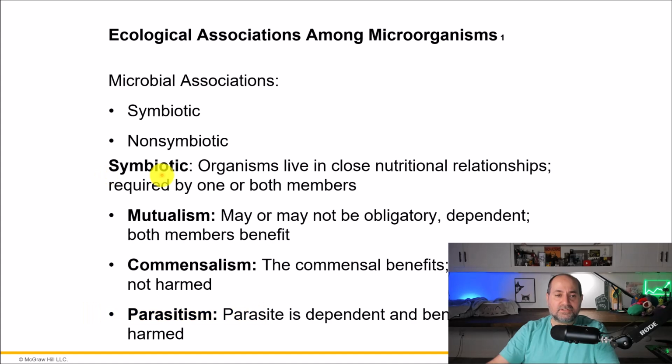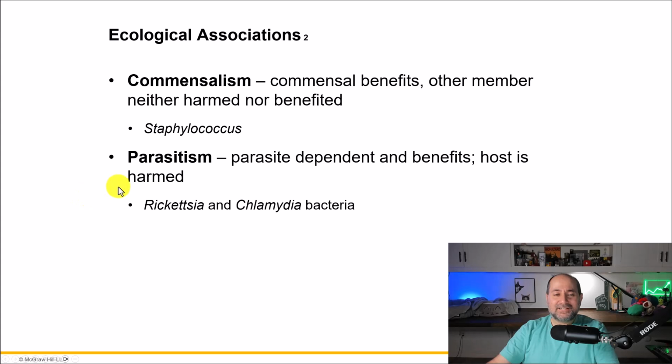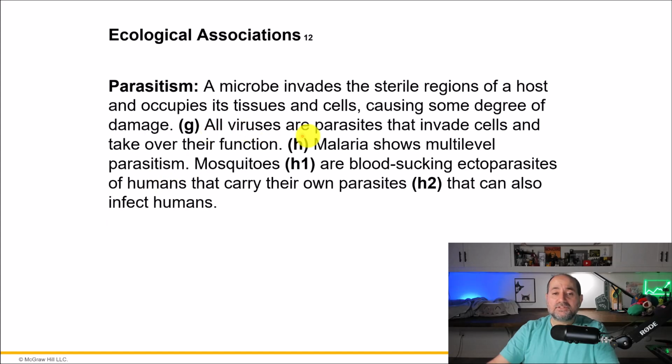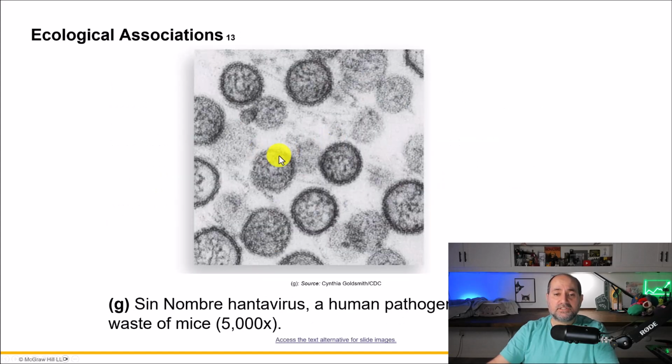Parasitism is a type of symbiotic relationship where the parasite is the organism that becomes nutritionally dependent and benefits upon the host cell or the host itself, and the host is harmed. Right. So again, with parasitism, the parasite becomes dependent on the host and benefits, while the host itself is harmed. All viruses are parasites. So for instance, look at this. This is an image of the hantavirus, which is a human pathogen, human parasite, where the virus benefits while the human is harmed.